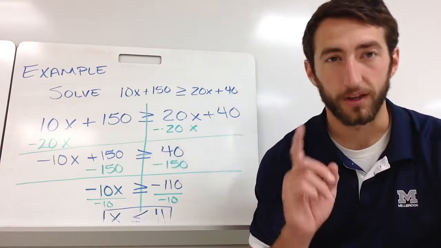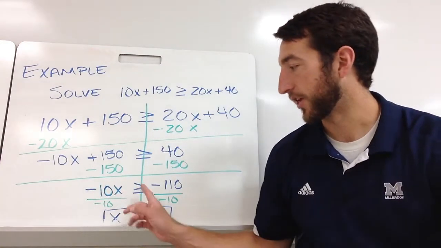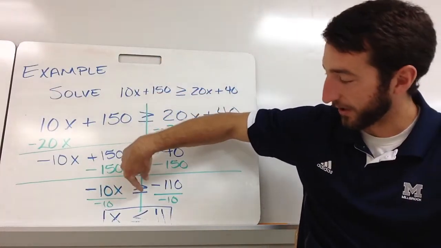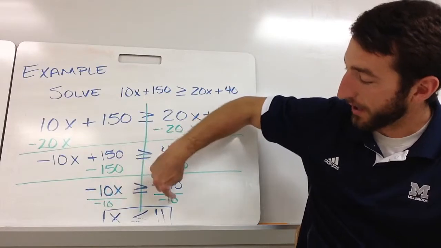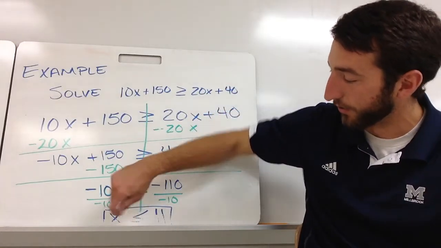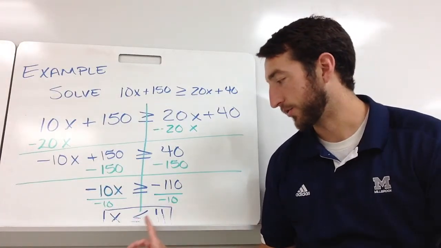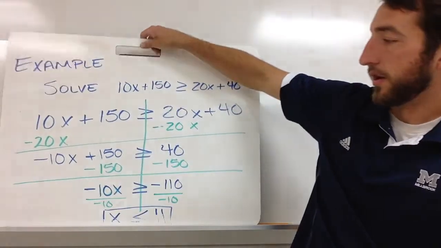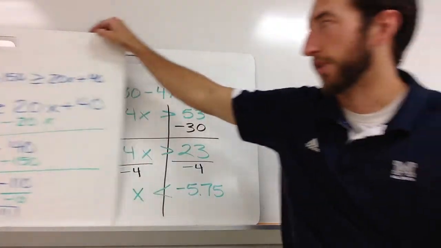So remember my rule, if you divide or multiply by a negative number, you've got to flip the inequality. So it was greater than or equal to, it stays the same the whole time. As soon as I divide by a negative number, it flipped, and so I've got less than or equal to, so x is less than or equal to 11. All right, we'll do one more where we're going to flip the inequality.